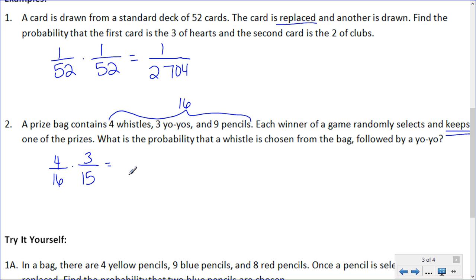Okay, so when we multiply these two probabilities, it will give us the probability that those two events both happen. So in the numerator, 4 times 3 is 12. In the denominator, 16 times 15 is 240. And when we reduce that, this is equal to 1 over 20.